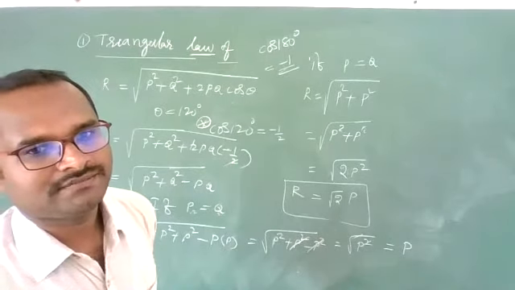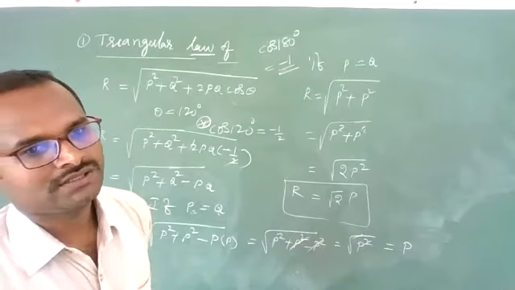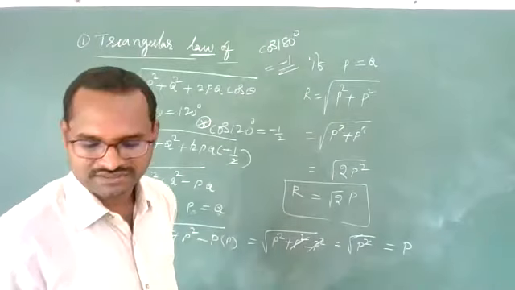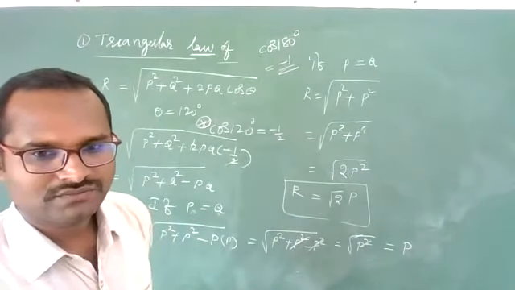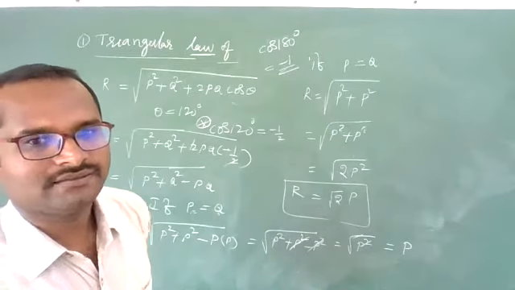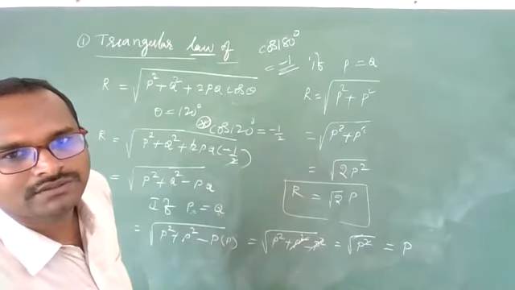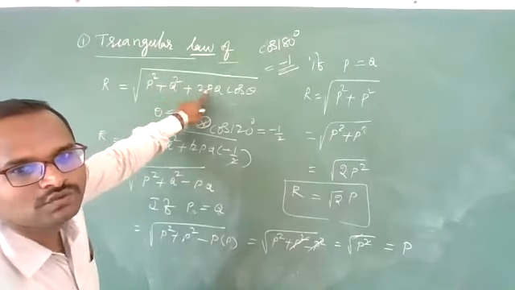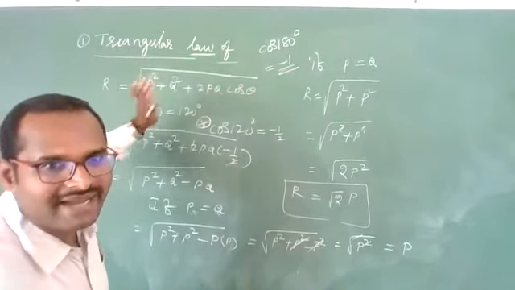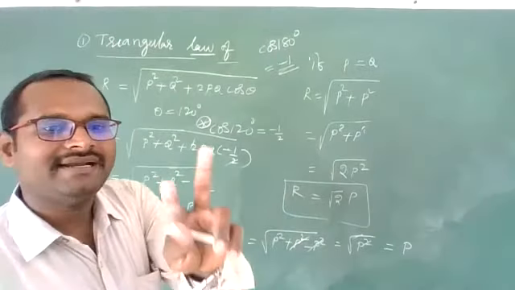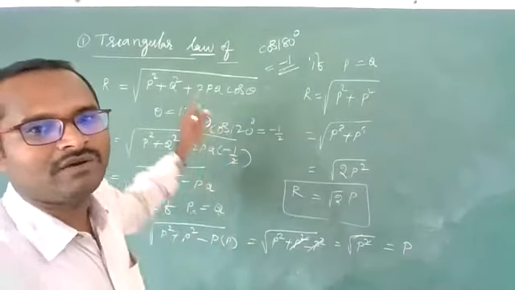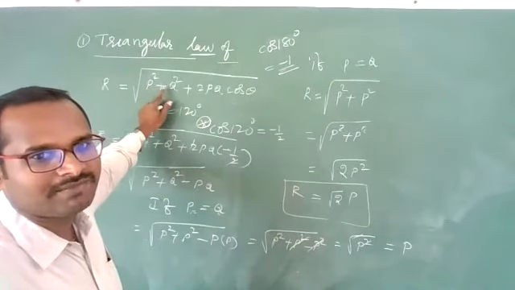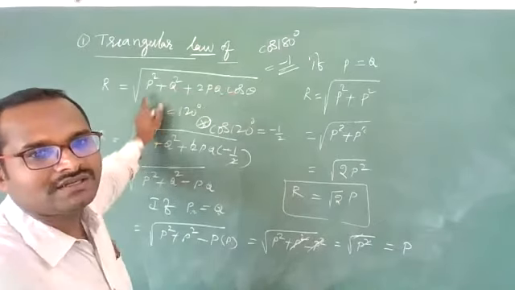NEET aspirants, mainly NEET students, on this vectors chapter, one question definitely will be there. Yes, formula once again. Here you can see on board. This is the formula: root of p square plus q square plus 2pq cos theta. Fix it by heart. Two vectors are there and there is some angle theta between them. Formula to get the magnitude of resultant vector: root of p square plus q square plus 2pq cos theta under root it is.